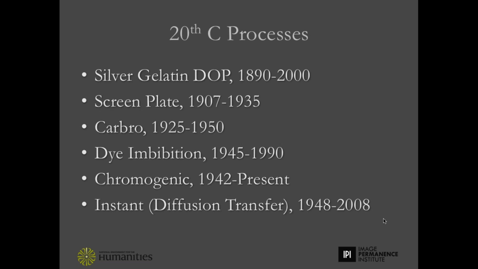Here is the list of processes we will discuss in this webinar. These were all introduced in the 20th century, or their dates of major use occurred primarily in the 20th century. You'll notice we have fewer processes, but these tend to be more complex. There are a few processes not on this list that were introduced in the 20th century. Processes that had limited use, like bromoil or gum dichromate, will not be discussed here because of time limitations. And we'll talk about digital output processes next month.